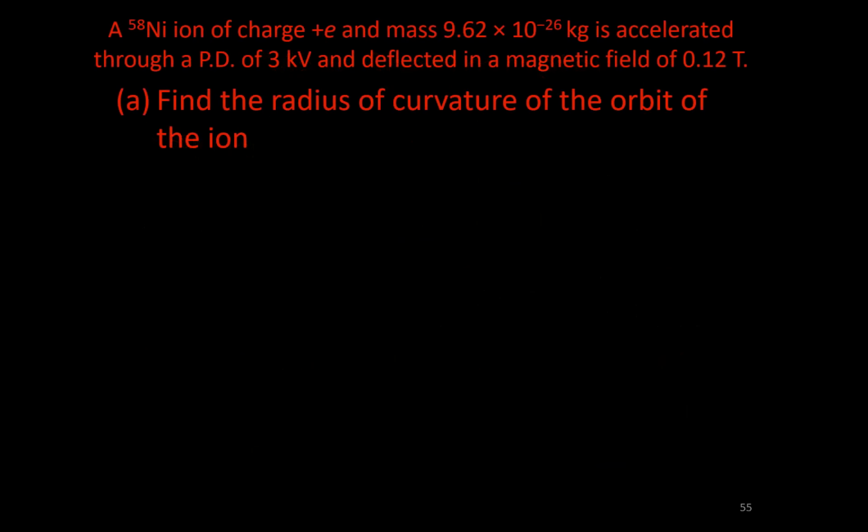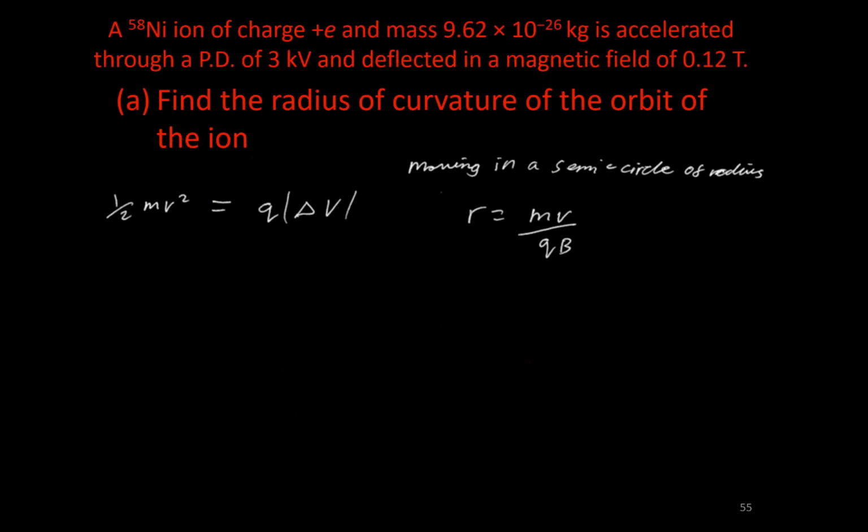So, find the radius of curvature. This sounds like a complicated problem, but it really isn't. Half mv squared is equal to qV. That was a statement we made. They're going to move in a semicircle. The radius of that will be r equals mv over qB.